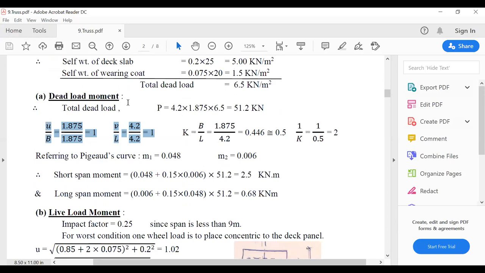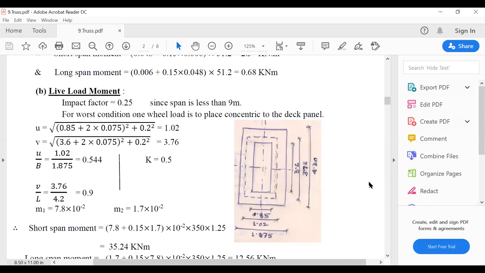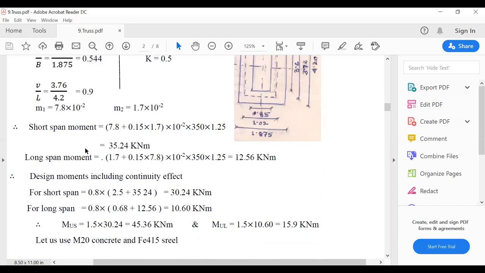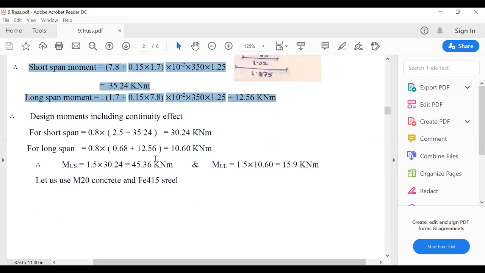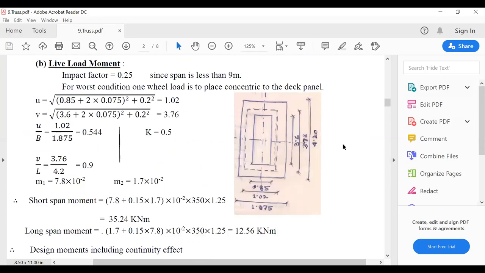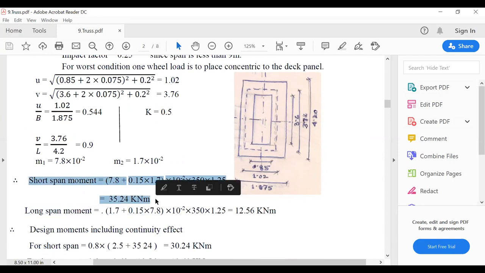But for dead load, this is one as far as I have done problems previously. Still, I recommend you go through it, as I was not in touch with this part; I started studying this just after HOD ma'am told me. After this short span moment is done, then the long span moment is done. Then there is one 0.8 factor. You see, short span moment for dead load 2.5, short span moment for live load 35.24.